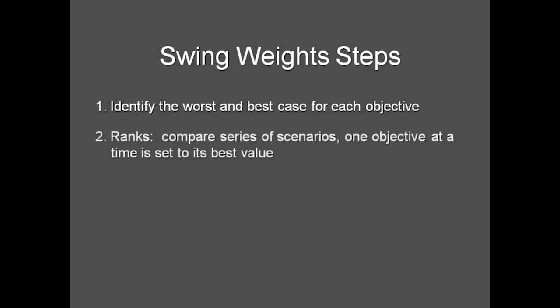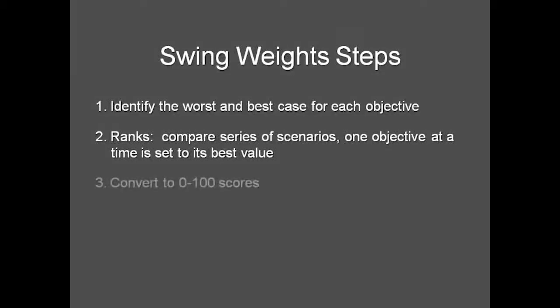Then we develop a number of additional scenarios in which one objective is swung from that worst value to its best value. Basically we ask the question: if just one of the attributes could be moved from the worst value to the best value, which would it be? That imaginary alternative becomes the top-ranked alternative, and the objective associated with that alternative becomes the top-ranked objective. And we would do that for all of the different objectives, developing a scenario in which that objective was swung from the worst case to the best case.